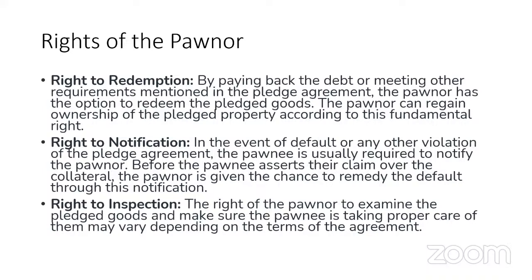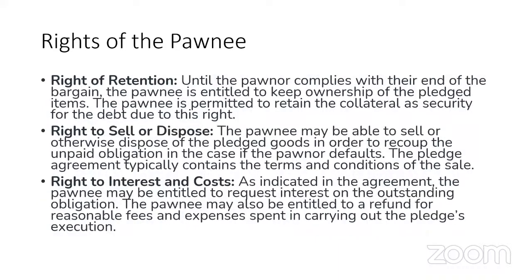And the right to inspection. At reasonable times, I can go and inspect to make sure that the pawnee is taking adequate care of my asset, my property. That right also a pawner has. Coming to the rights of the pawnee, what are the rights that the pawnee has? Right of retention. As long as all the debts have not been paid, the pawnee has every right to keep that particular asset. That is one thing.